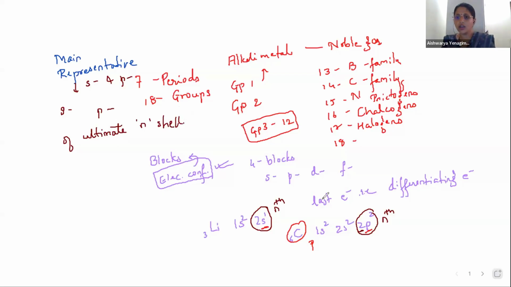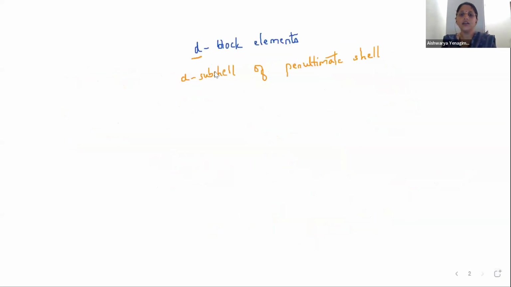But here when we talk about d block elements, it enters the d subshell of the penultimate shell. We'll discuss it a bit later. When we talk about electronic configuration, I'll let you know what this penultimate shell means. Or let me take one example here itself. One example of a d block element is scandium, whose atomic number is 21.